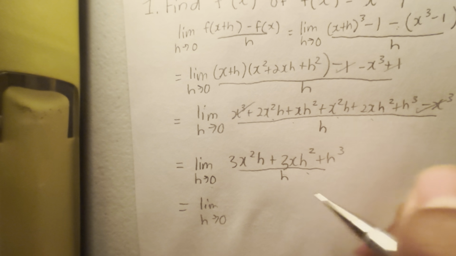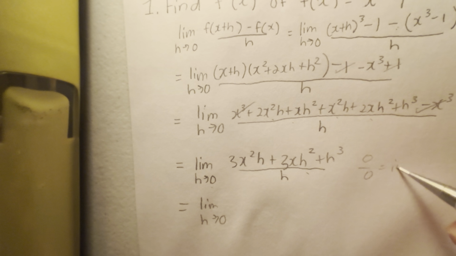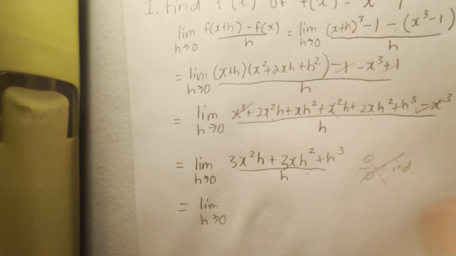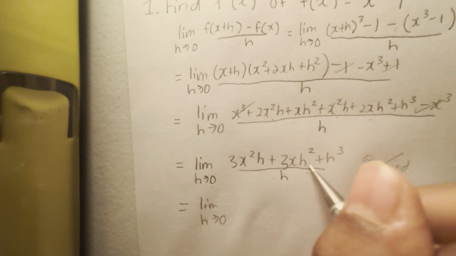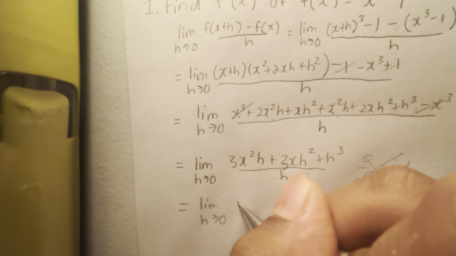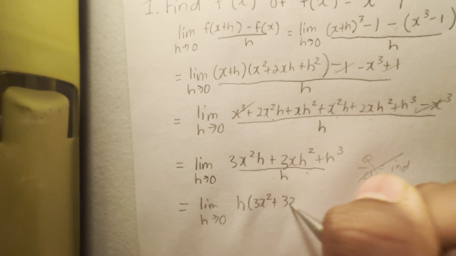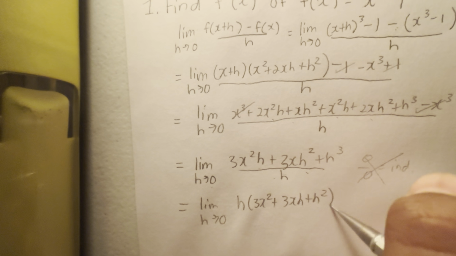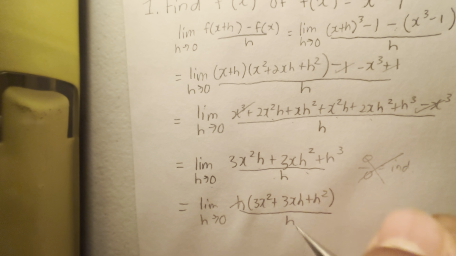Ultimately, if you plug in 0 right now, it will get you 0 over 0, which is indeterminate, okay? So we cannot do that, right? That's not possible in math. You can't divide by 0. So instead, you have to cancel this out somehow. You can see that all of these share a common factor of h, so you essentially factor out an h. It would be 3x squared plus 3xh plus h squared, all over h. Here there's a common factor of h, so you can cancel those out.